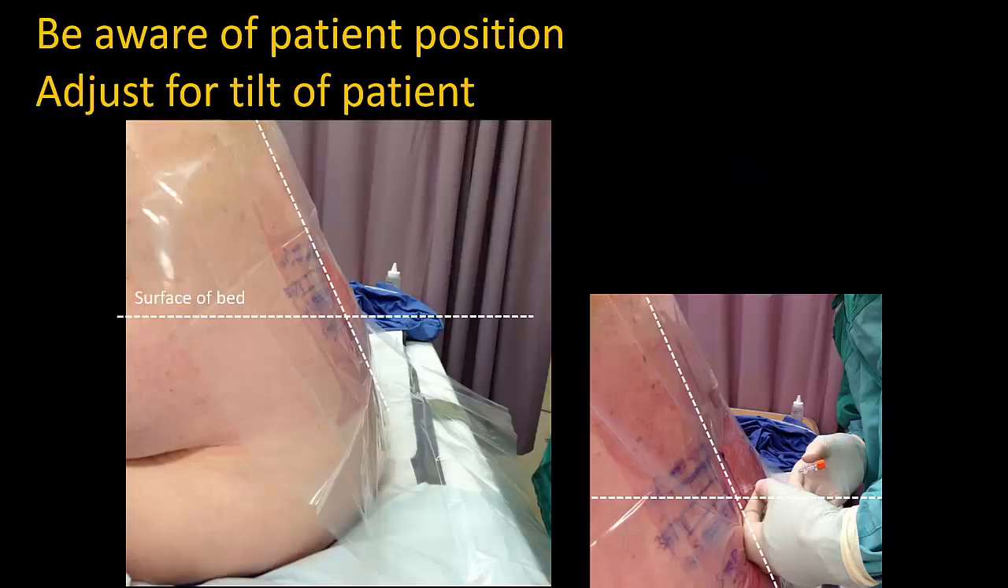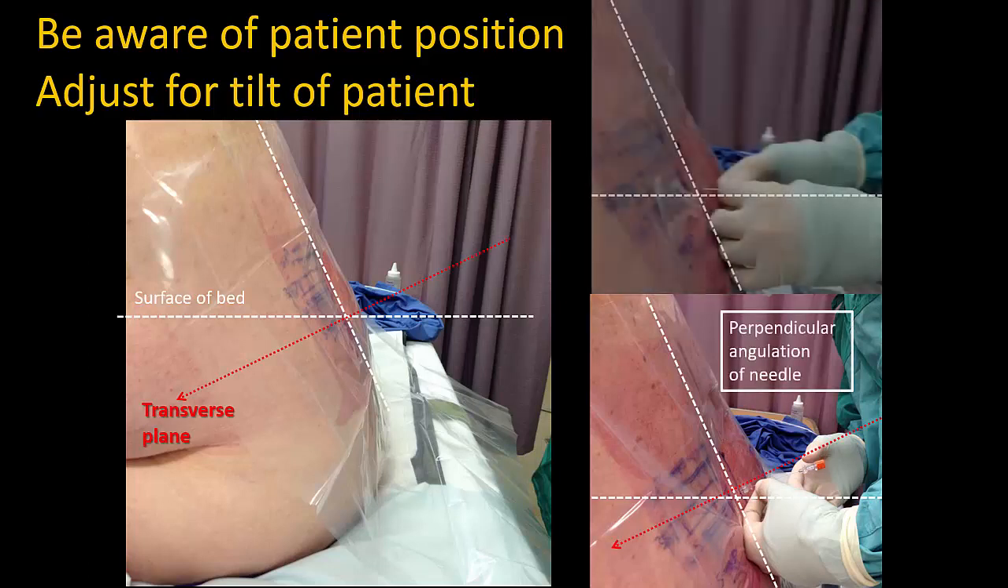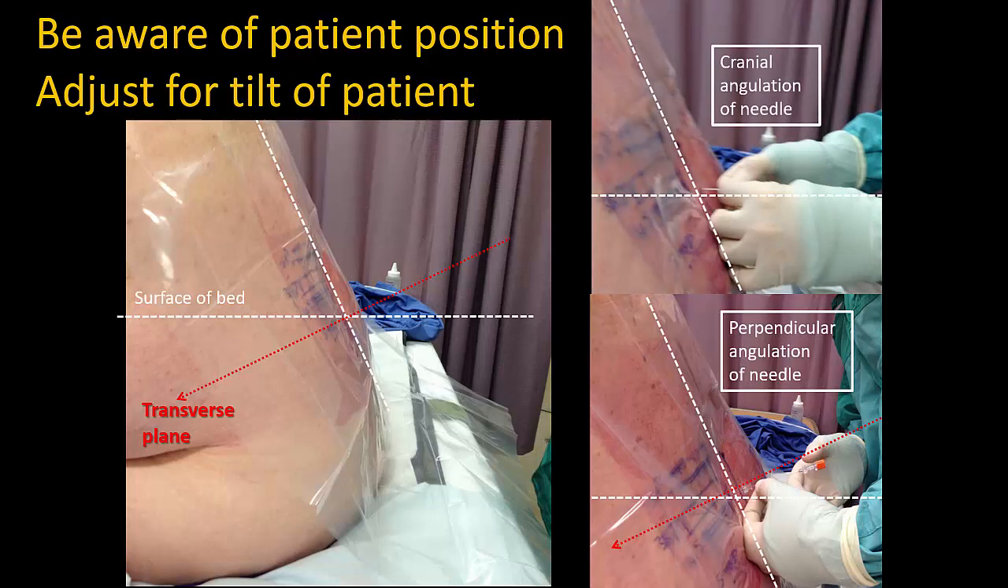Finally, when inserting the needle, also be aware of the patient position relative to the horizontal plane. As can be seen here, this patient is leaning forward, and thus a perpendicular insertion actually involves directing the needle down towards the surface of the bed. Staying parallel to the surface of the bed would be a cranial angulation of the needle.